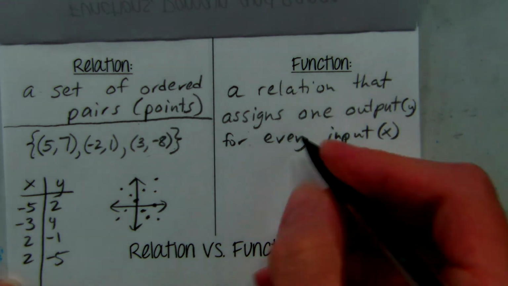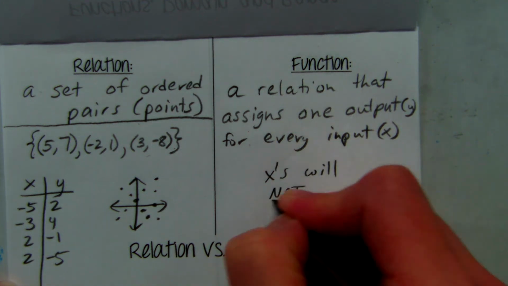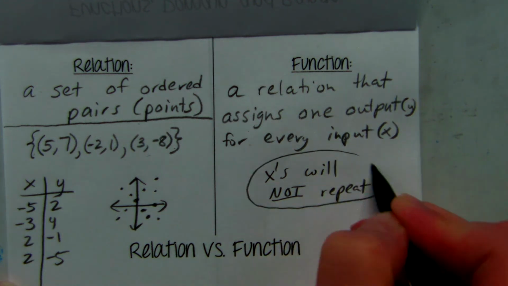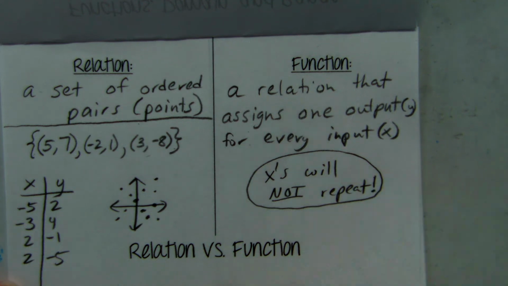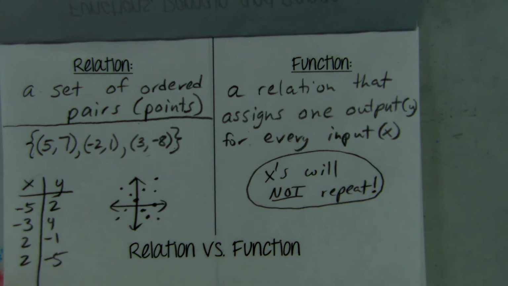And the big idea here is when you look at it, the x's will not repeat. So I'm going to put a little bubble around that. The x's will not repeat. So over here, where I have the 2 and 2, that would not be a function. It is a relation, but it would not be a function. And we're going to explore this a little bit on the other flaps. But first we have to get a little bit more vocabulary. So in the next flap, we talk about domain and range.